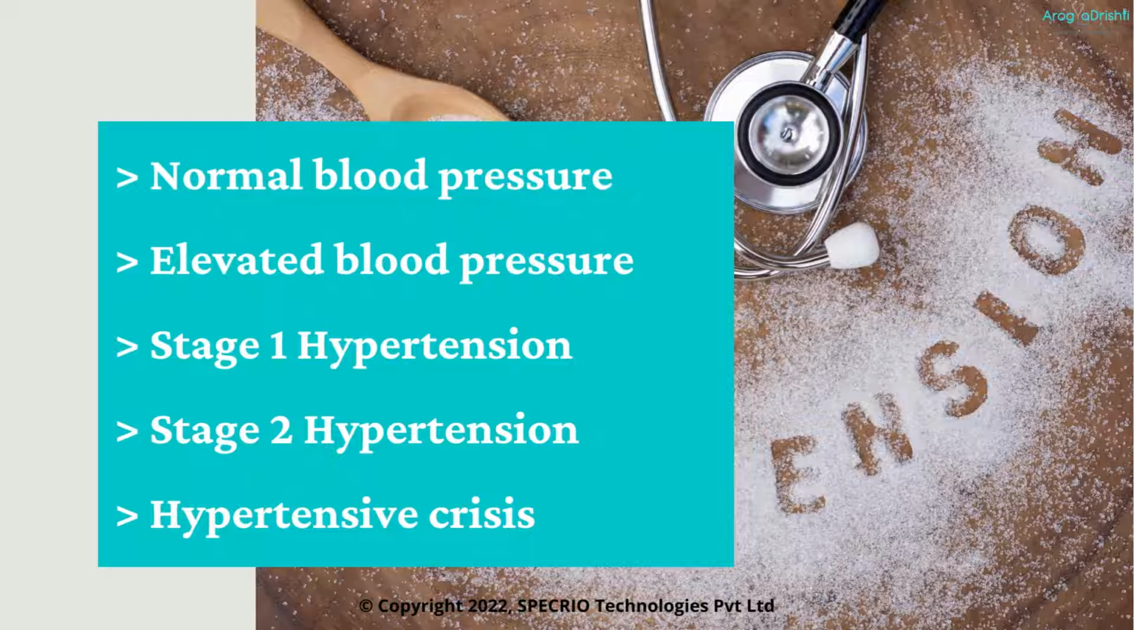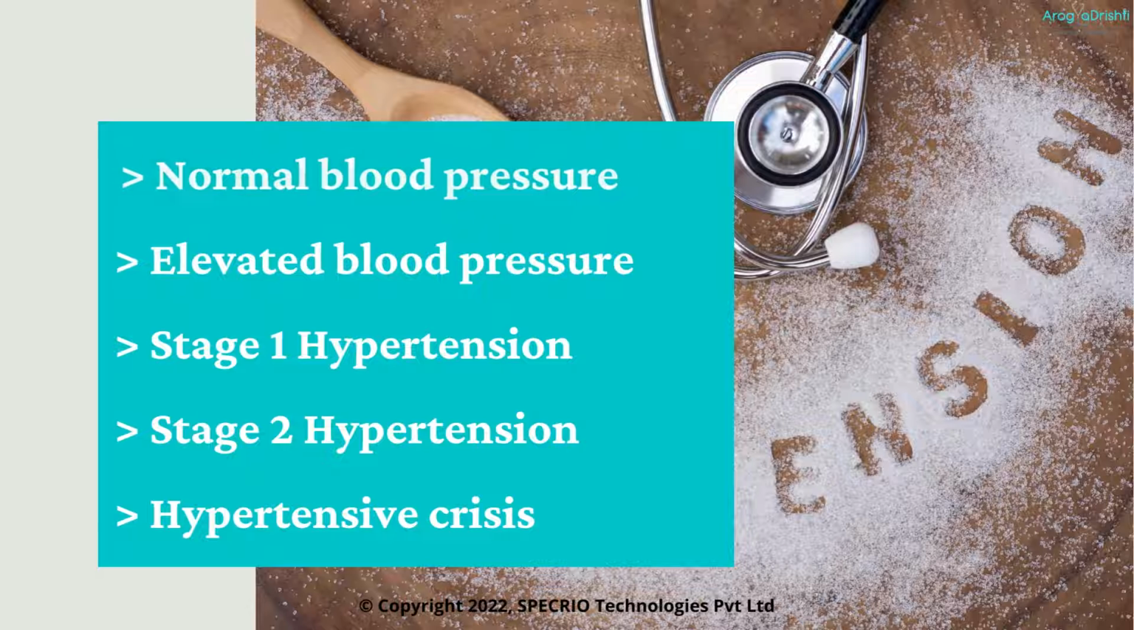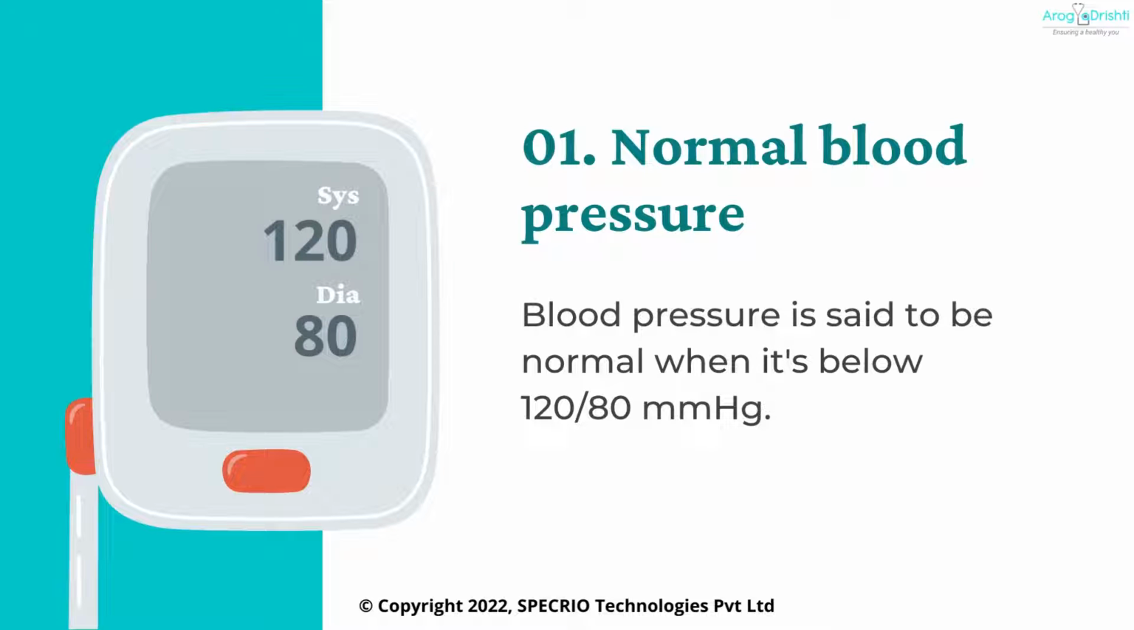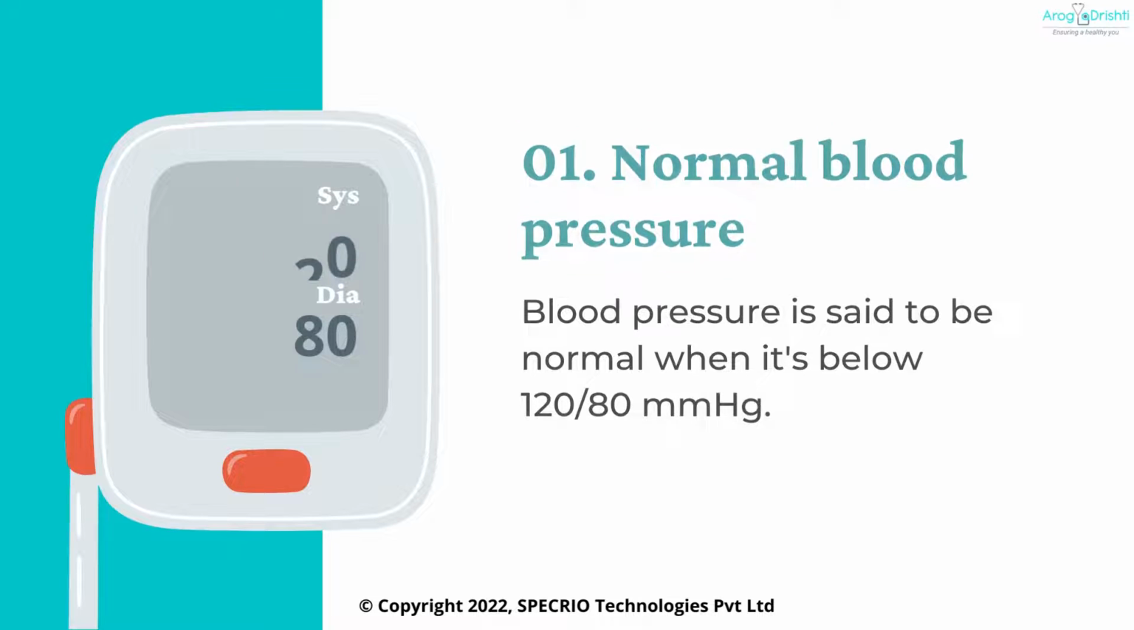These blood pressure measurements fall into 5 different categories, namely normal blood pressure, elevated blood pressure, stage 1 hypertension, stage 2 hypertension, and hypertensive crisis. Let's look at them one by one. First, normal blood pressure. Your blood pressure is said to be normal when it's below 120 over 80 millimeters of mercury. Please note here, 120 is your systolic number and 80 is the diastolic number.